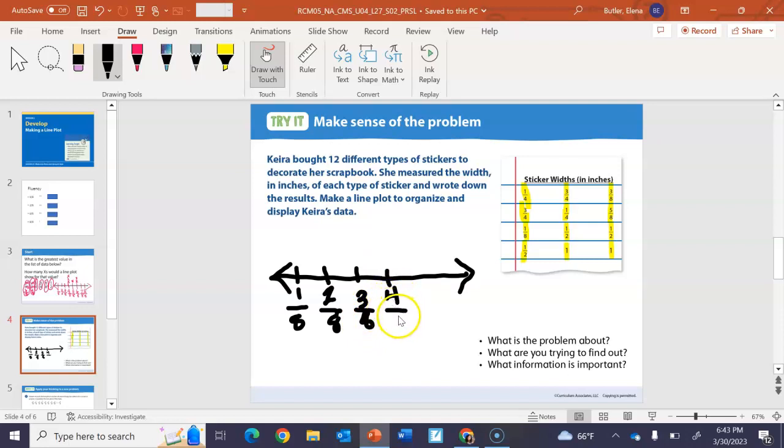And then 5/8. Oh, that's supposed to be an 8, sorry. 6/8, 5/8 and 6/8. 6/8. And I need to make this just a little bit bigger, so I'm going to erase this a little bit. And 7/8. And 8/8. Okay. So now that I have all my 8s on here, now I can start plotting.